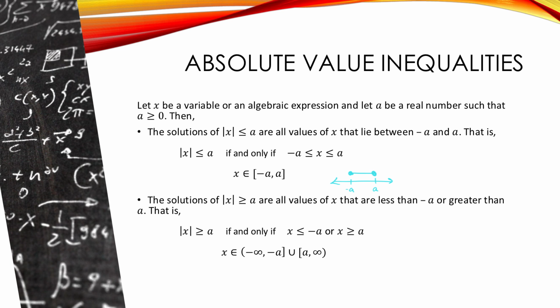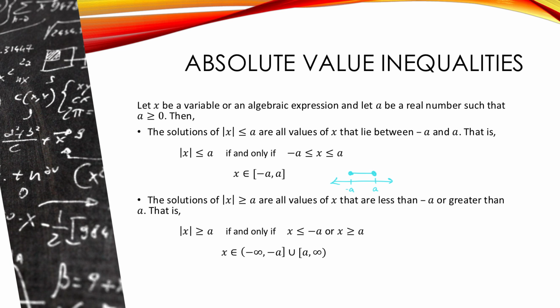And now remember, a can be any non-negative number. If we're instead asking where our absolute value is greater than or equal to a, then there are values of x that are less than negative a or greater than positive a, meaning that if the absolute value of x is greater than or equal to a, that is true if and only if x is less than or equal to negative a, or x is greater than or equal to a.